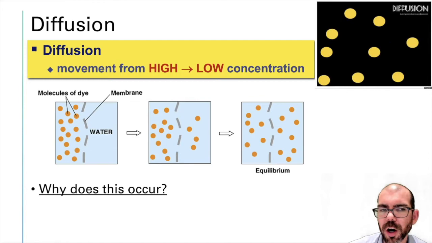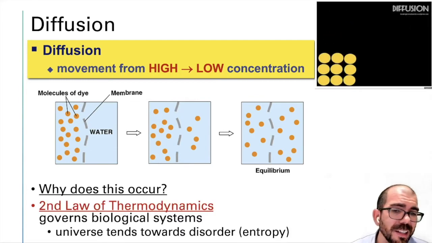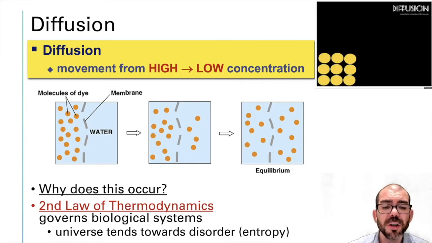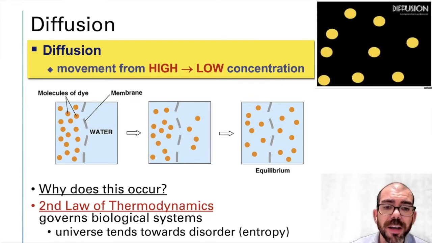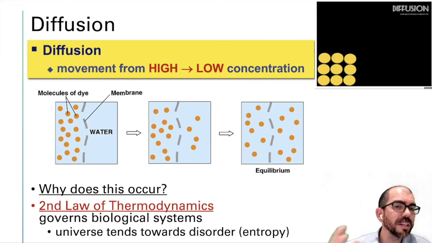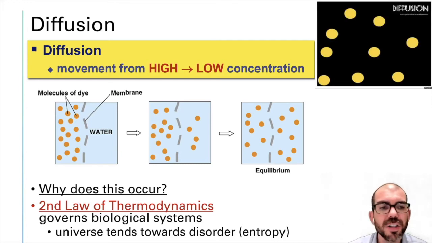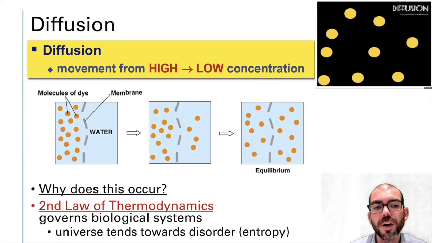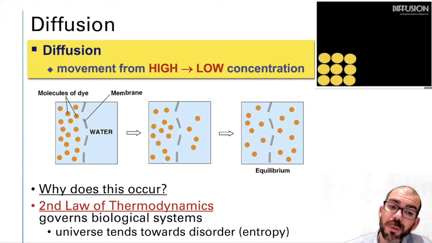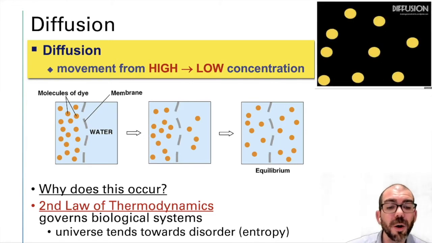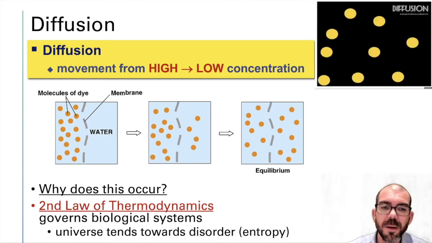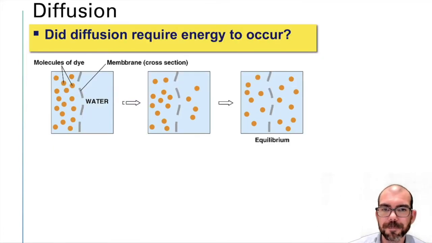Why does this occur? Well, this is because of the second law of thermodynamics. The universe tends to go towards disorder, something we call entropy. This is more subject of physics and chemistry. In biology, just know this is how it occurs because it's a law of nature. Things go from order to disorder. What's unique with life, though, is we temporarily go in the opposite direction. We go from disorder to order, and then we die and return to disorder.